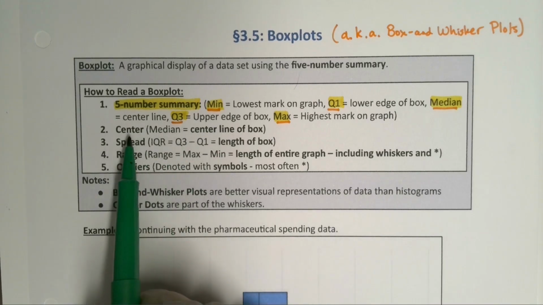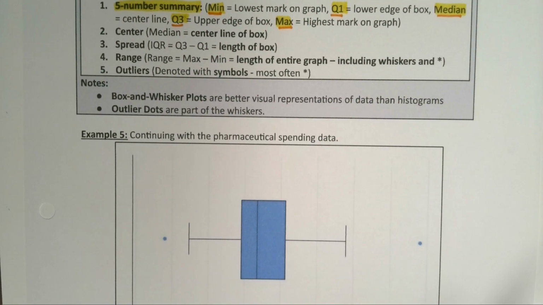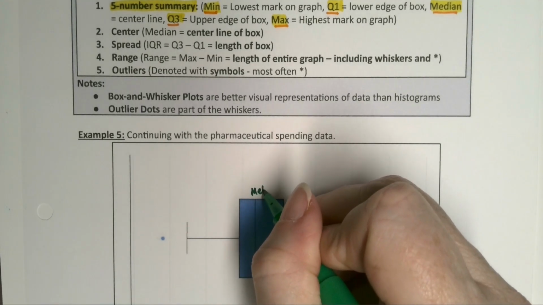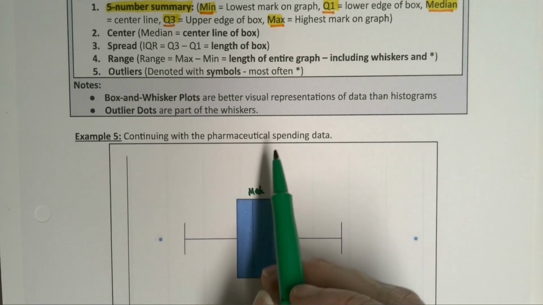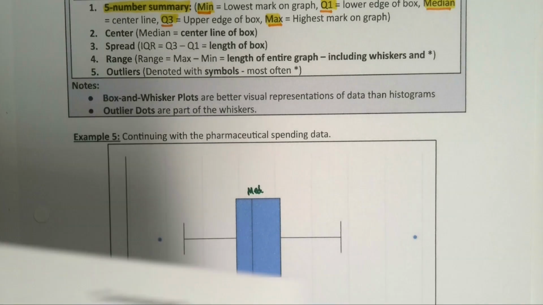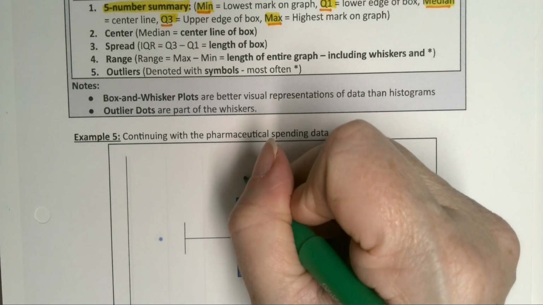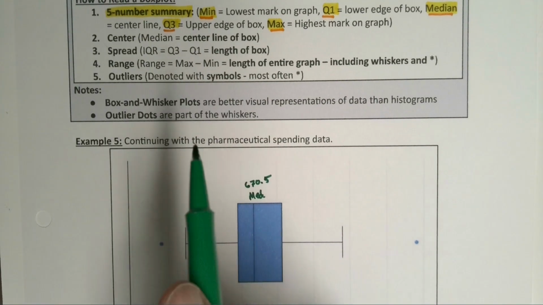Now the center will be the median, and the median is the center line of the box. So if you look down here, this line right here in the middle of the box, that's the median. In this particular case, because this is our prescription data set from just a page ago, we know that the median was 670.5. All right, that's the center.